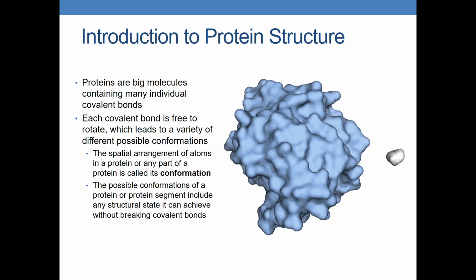So the possible conformations of a protein or protein segment, this is a smaller part of a protein, really include any structural state that it can achieve without breaking covalent bonds. So because proteins do have many covalent bonds present, you can imagine the conformational possibilities are quite broad. We can sample many conformational states. A change in conformation could occur, just for example, by rotation about single bonds. Of the many conformations that are theoretically possible in a protein containing hundreds of single bonds, usually one, sometimes more, but usually one conformation predominates under biological conditions.